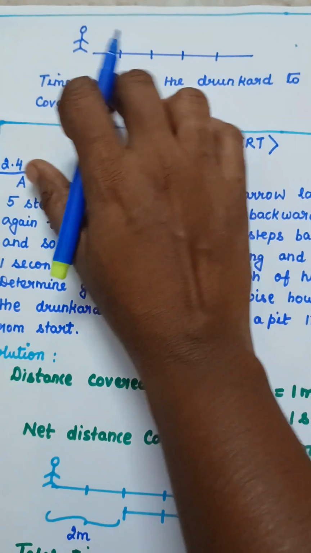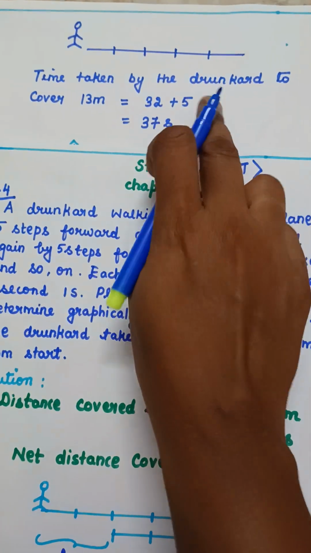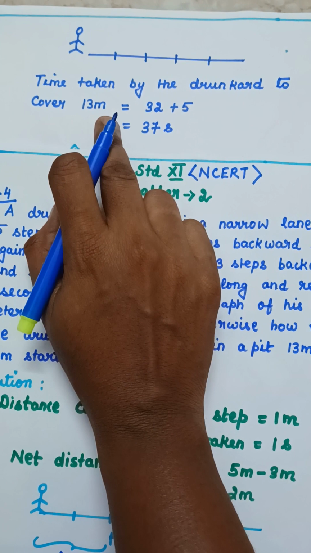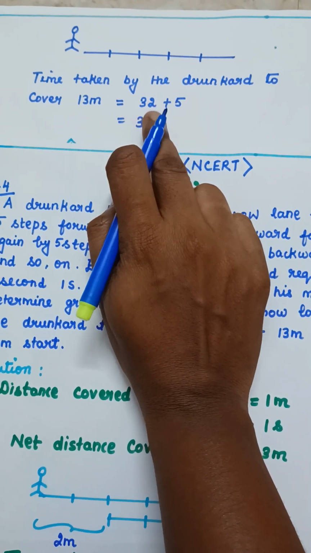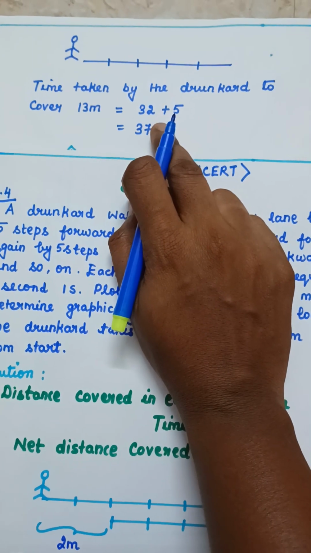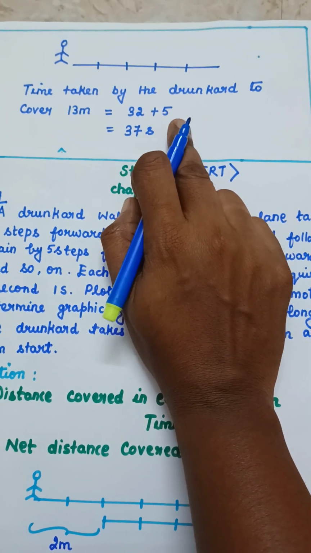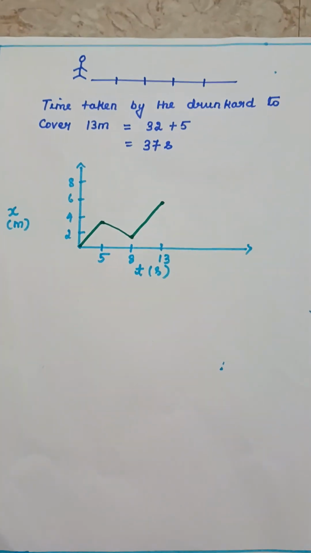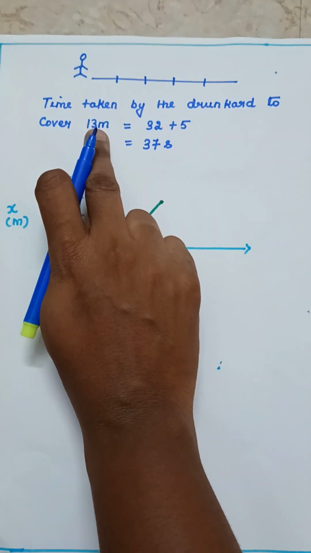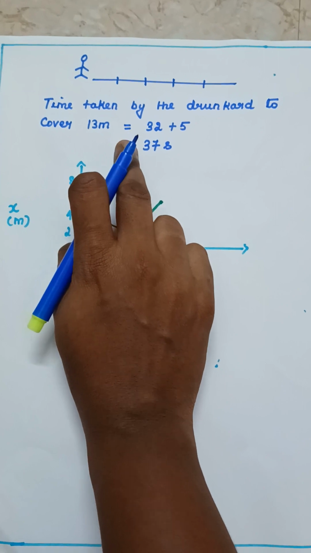So this time no need for finding out the net distance as we did here. Okay. So just calculate the time taken by the drunkard to cover 13 meter. 32, which is the time taken by the drunkard to cover that 8 meter, plus 5 meter. So this is 37 seconds. So at 37 seconds he will cover 13 meter and he will fall down into the pit.